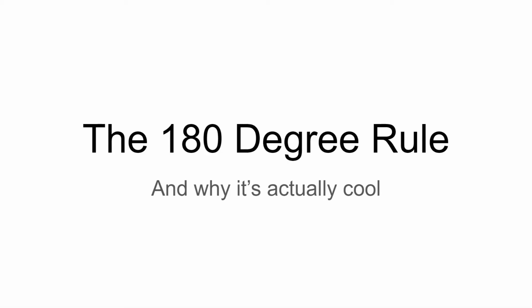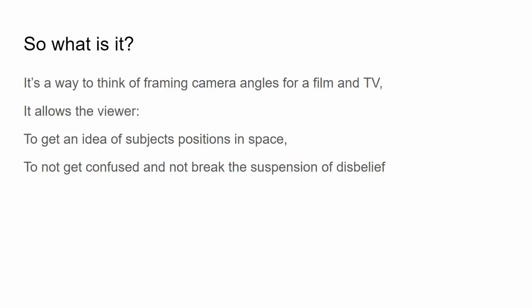Today we're going to talk about something called the 180-degree rule and why it's actually cool. So, first up, what is it? What is the 180-degree rule? Well, it's a way to think of framing camera angles for film and TV. And it allows the viewer to get an idea of a subject's position in space. So if you have multiple people in the scene, you get an idea where they are geographically relative to each other. And it allows the viewer to not get confused and not break the suspension of disbelief.